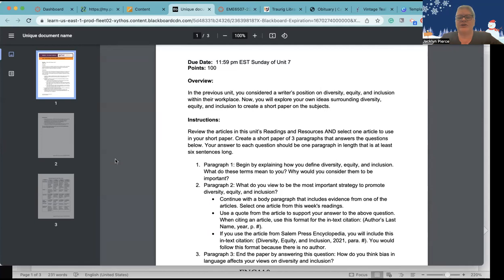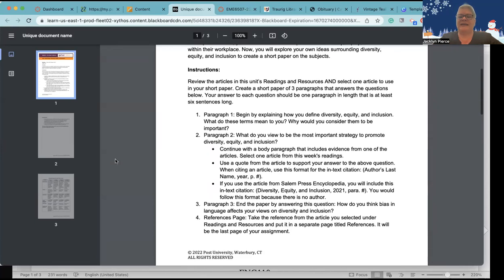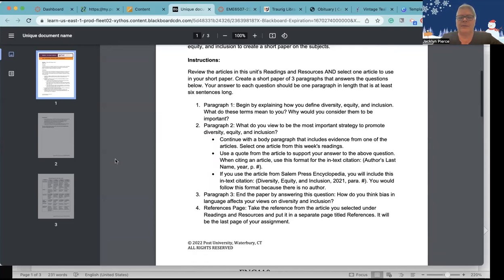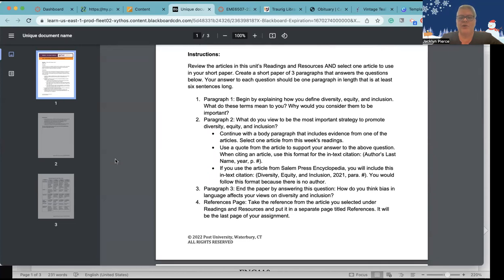Your answer to each question should be 1 paragraph in length, and each of those paragraphs should be at least 6 sentences long. In the first paragraph, you're going to explain how you define diversity, equity, and inclusion. What do these terms mean to you, and why would you consider them to be important? In paragraph 2, what do you view to be the most important strategy to promote diversity, equity, and inclusion?